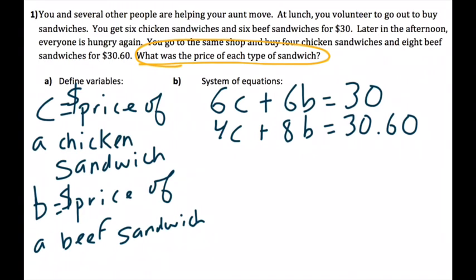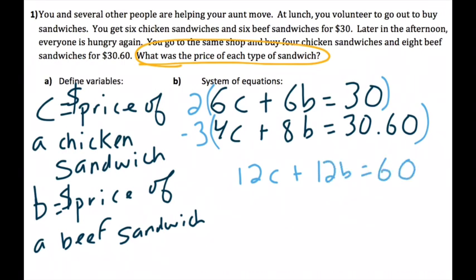If I want to get rid of my c's, I can multiply the top by a positive 2 and the bottom by a negative 3. That's going to give us a positive 12c in the top and a negative 12c in the bottom. Let's go with that one. So we've got 12c plus 12b equals 60. Then on the bottom, negative 12c minus 24b equals negative 91.8.